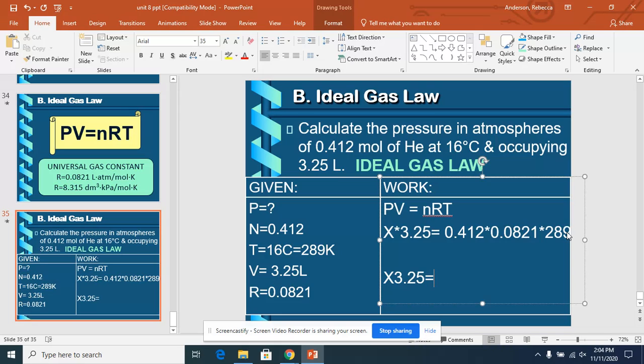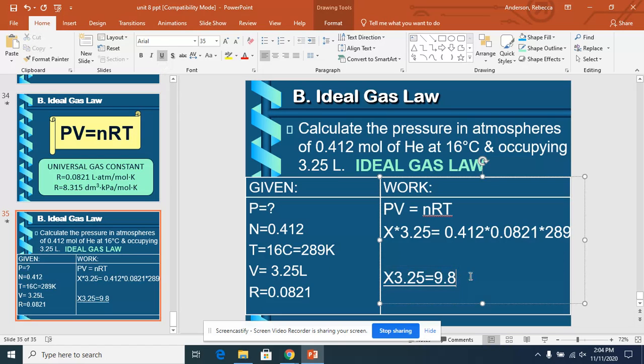So 0.412 times 0.0821 times 289. When we multiply those, we get 9.775. So we'll say 9.8. Okay, to get x by itself, since 3.25 is being multiplied, we have to do the opposite. So we will divide by 3.25 on both ends.